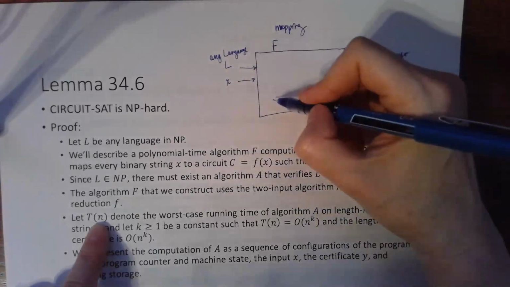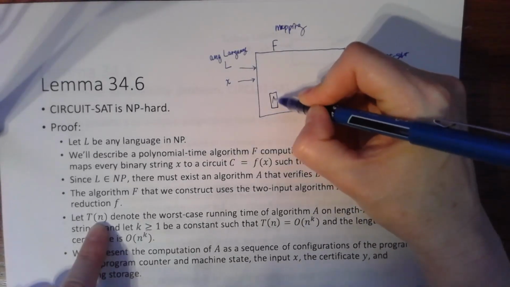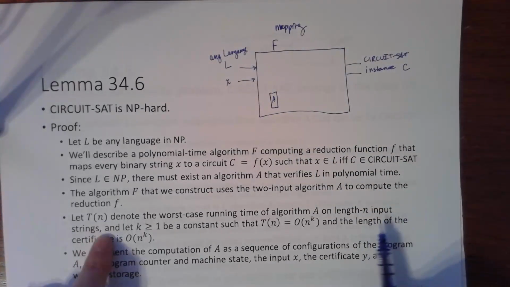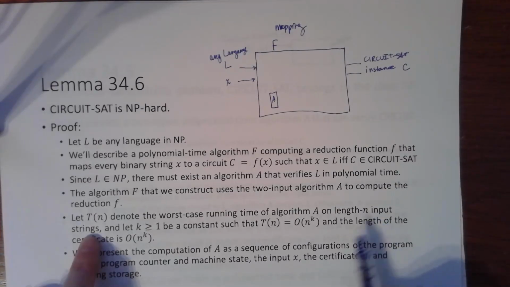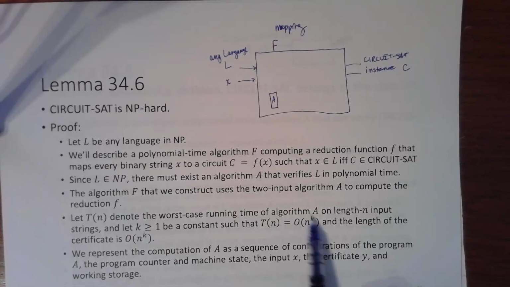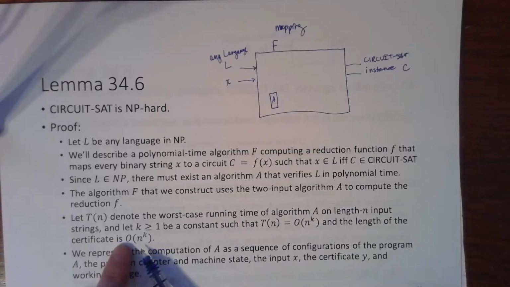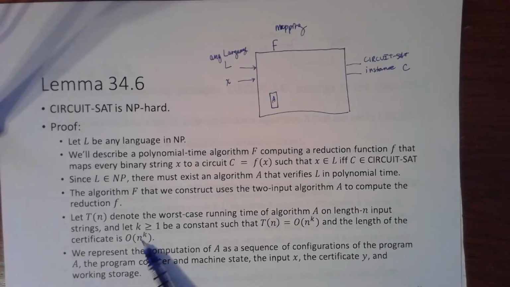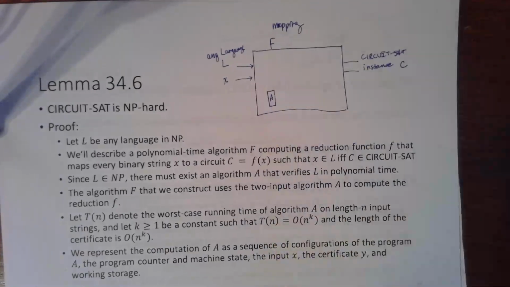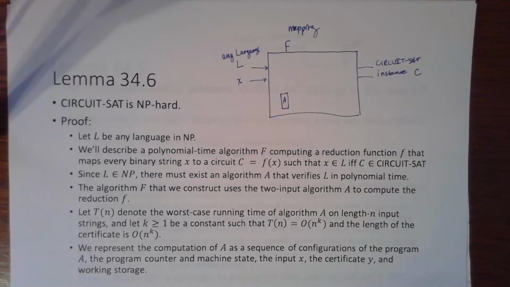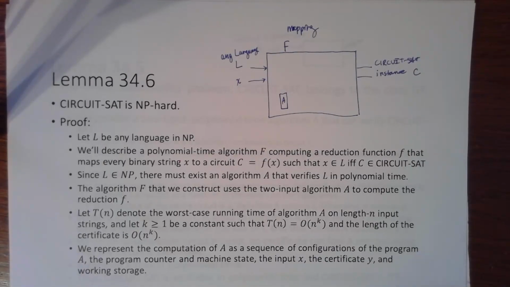So algorithm A is going to be used in here, on length n input strings, and k is the degree of the polynomial. We'll also say that the length of the certificate that algorithm A runs on is also upper bounded by n to the k. It has to be, because the algorithm runs in polynomial time, so the certificate can't be larger than that.